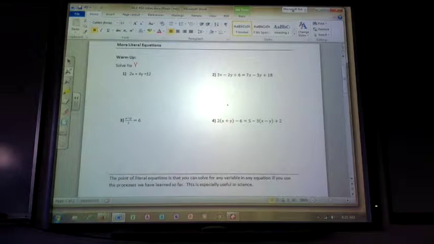Hey, number 3, I have x minus y, the whole thing over 2 equals 6. So if the whole thing's over 2, what should I do to both sides?